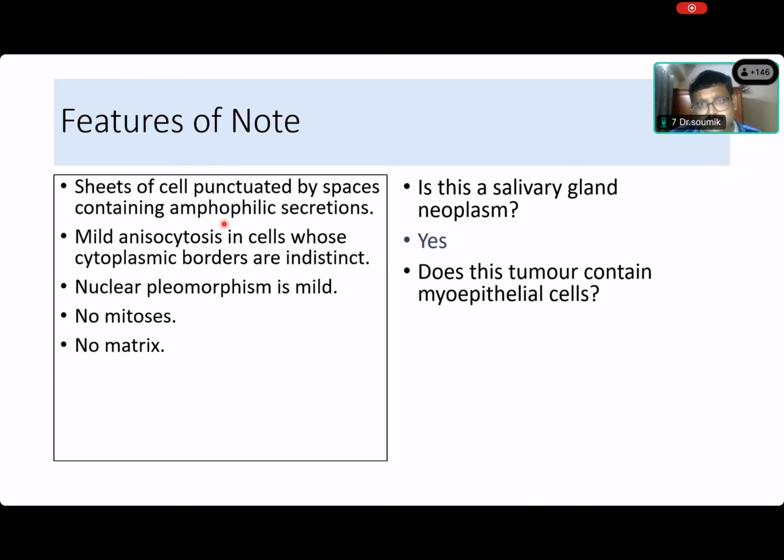There are other avatars of myoepithelial cells, some that are very spindly, some that are plasmacytoid. We haven't seen those. So now answer this question. What are we seeing? Look at the amount of cytoplasm. Did we not say that? In cells whose cytoplasmic borders are indistinct, we see lots of cytoplasm. So it cannot be myoepithelial cells. Okay, the answer is no. Very good, Akshara and Madhu.